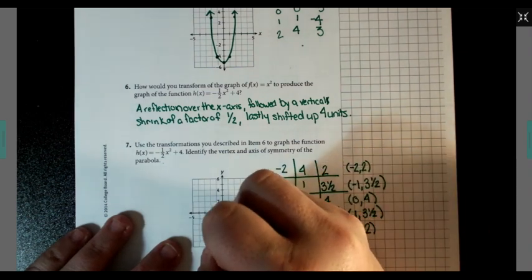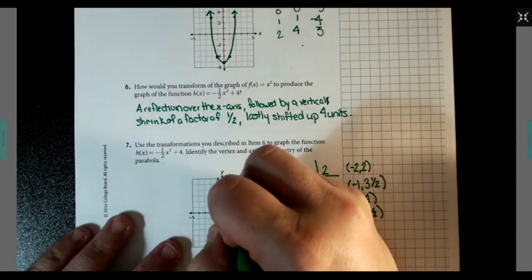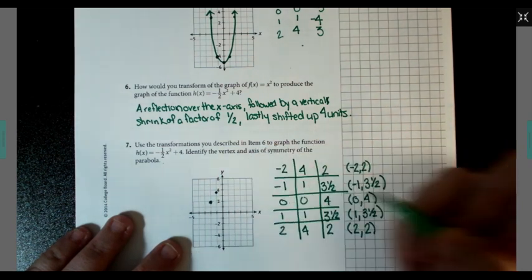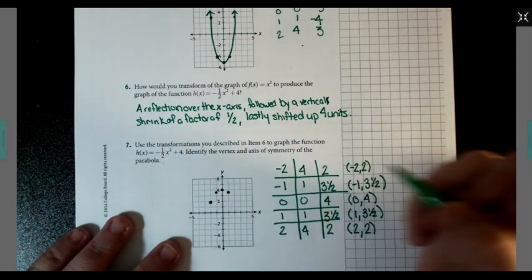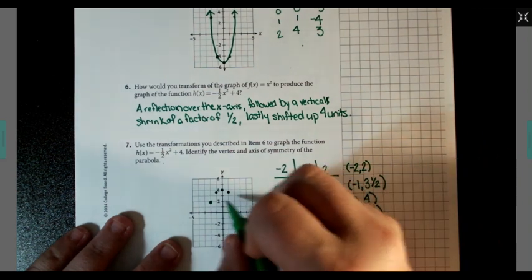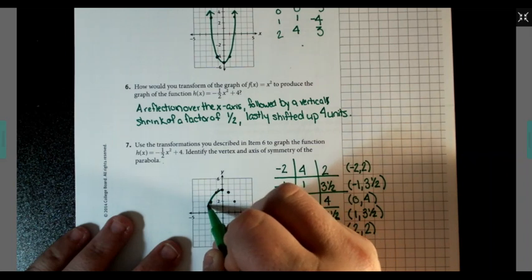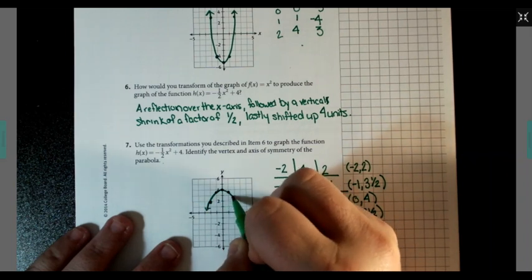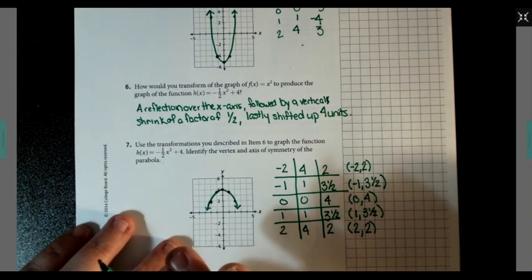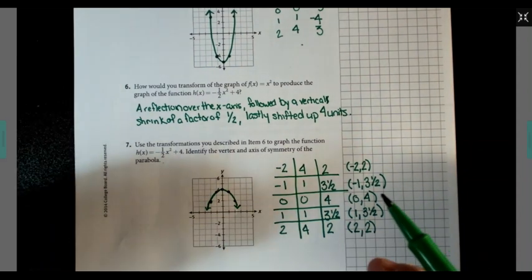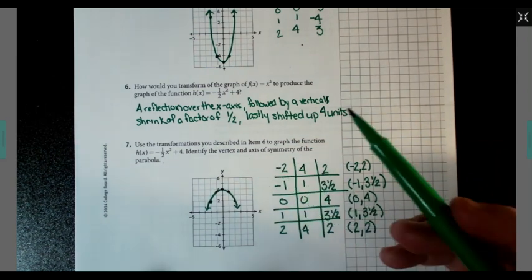So we have -2, 2, -1, 3.5, 0, 4, 1, 3.5, and 2, 2. So we flipped it. It's a reflection. We shrunk it by 1/2 vertically, and then we shifted it up 4 units.